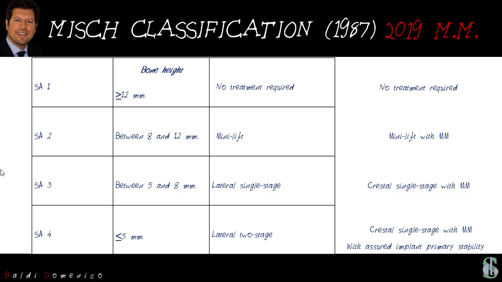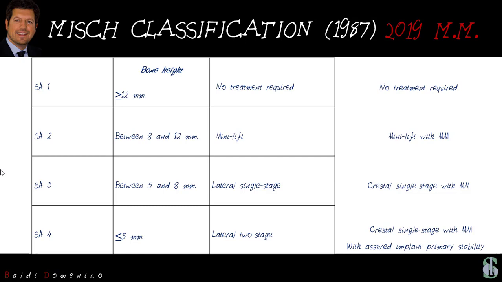But if we use the magnetic mallet, we can obtain at the same time some advantages, and I will show you which ones. Then if we have a bone height between 8 and 12 millimeters, we can make a mini lift with the magnetic mallet. And if we have a bone height between 5 and 8 millimeters, it is possible to make a crestal single stage with the magnetic mallet. But especially the fantastic result is when we have a bone height of 5 millimeters or lower. In this case, we can have a crestal single stage with the magnetic mallet. Of course, we have assured the implant's primary stability.